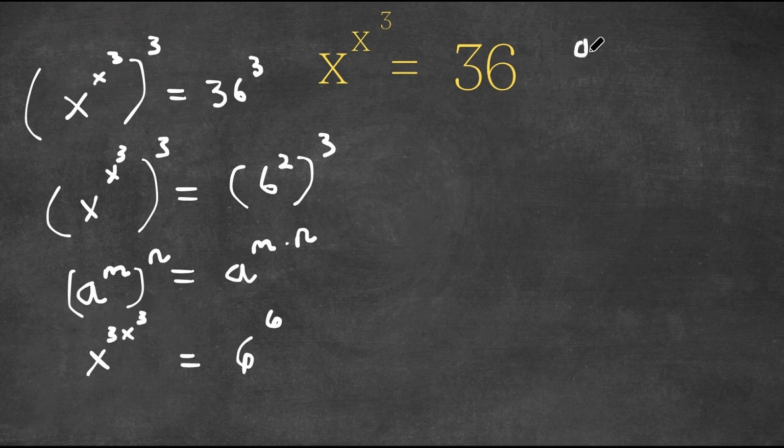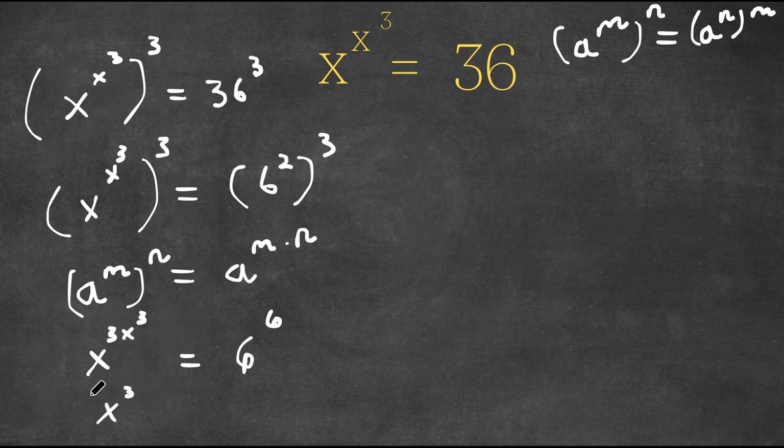Now, if we have something in the form a to the power of m to the power of n, this is also equal to a to the power of n to the power of m. So then x to the power of 3 to the power of 3 times x to the power of 3 would equal x to the power of 3 to the power of x to the power of 3. This is equal to 6 to the power of 6.